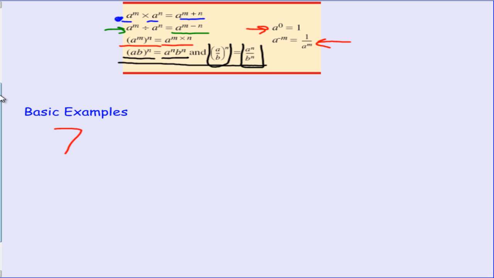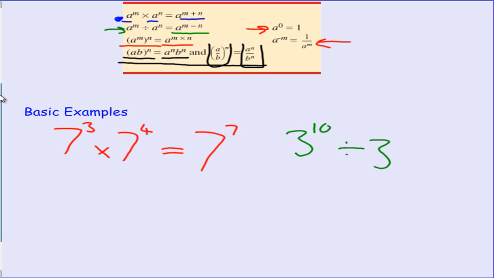Okay, some quick basic examples of these. The first one, 7 cubed multiplied by 7 to the power of 4. Those 2 bases are the same, so we are allowed to use our blue indice law up there. The base remains the same, and we simply add those powers together and get 7 to the power of 7. A quick division one. If we have 3 to the power of 10 divided by 3 to the power of 3, according to our indice law, these bases are the same, so we can use it. The base remains the same in the answer, and we simply subtract those powers and get 3 to the power of 7.